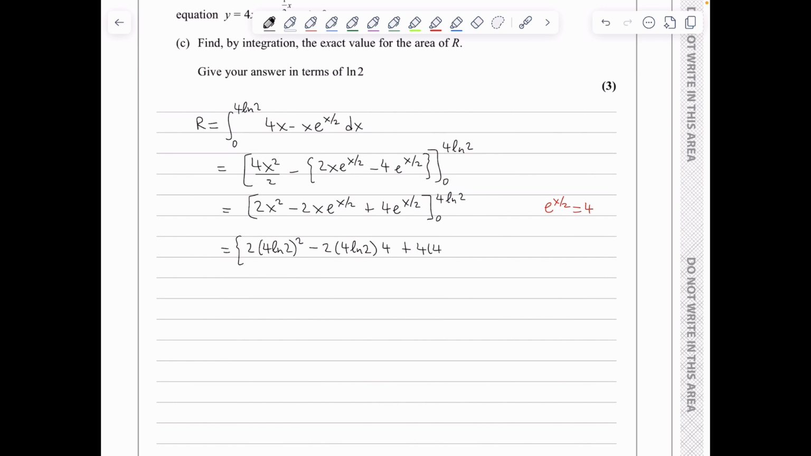plus 4 times 4. And if I substitute the lower limit of 0, this is 0, this is 0, this is going to be 4 e to the 0. So from the lower limit, we just have a 4. So we're looking at 2 times the 4 squared, so 2 times 16 times ln of 2 squared minus 2 times 4, which is minus 32 ln 2 plus 16 minus 4, leading to 32 ln of 2 squared minus 32 ln 2 plus 12.